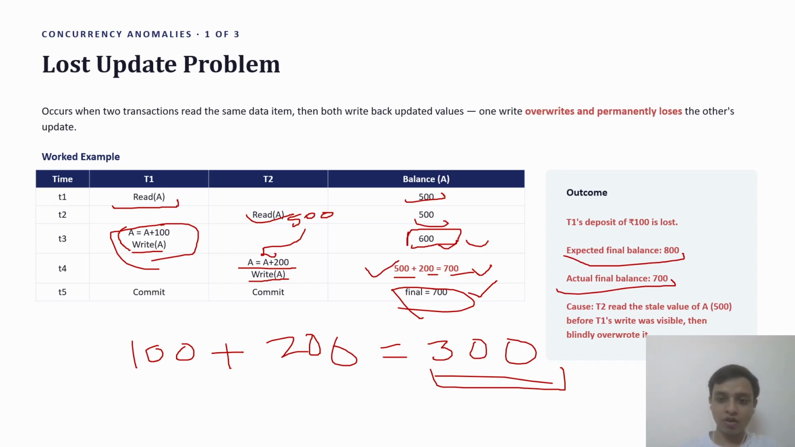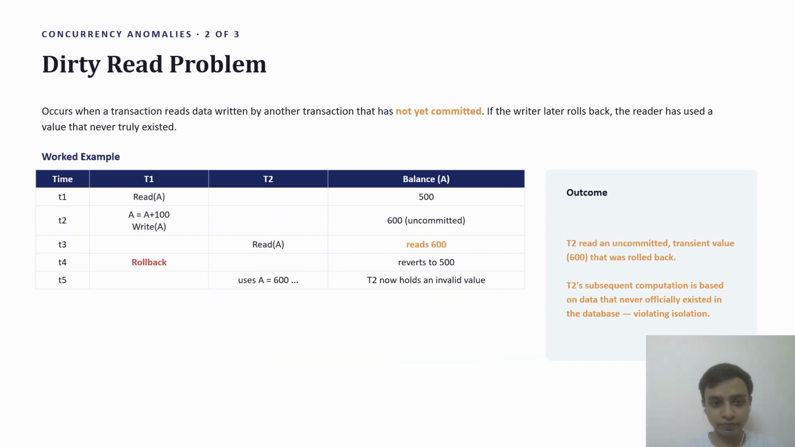Let's move to the other anomaly. Dirty read problem occurs when a transaction reads data written by another transaction that is not yet committed. If the writer later rolls back, the reader has a value that never truly existed. That's what I told you. I have explained this before. Now you will see the example.